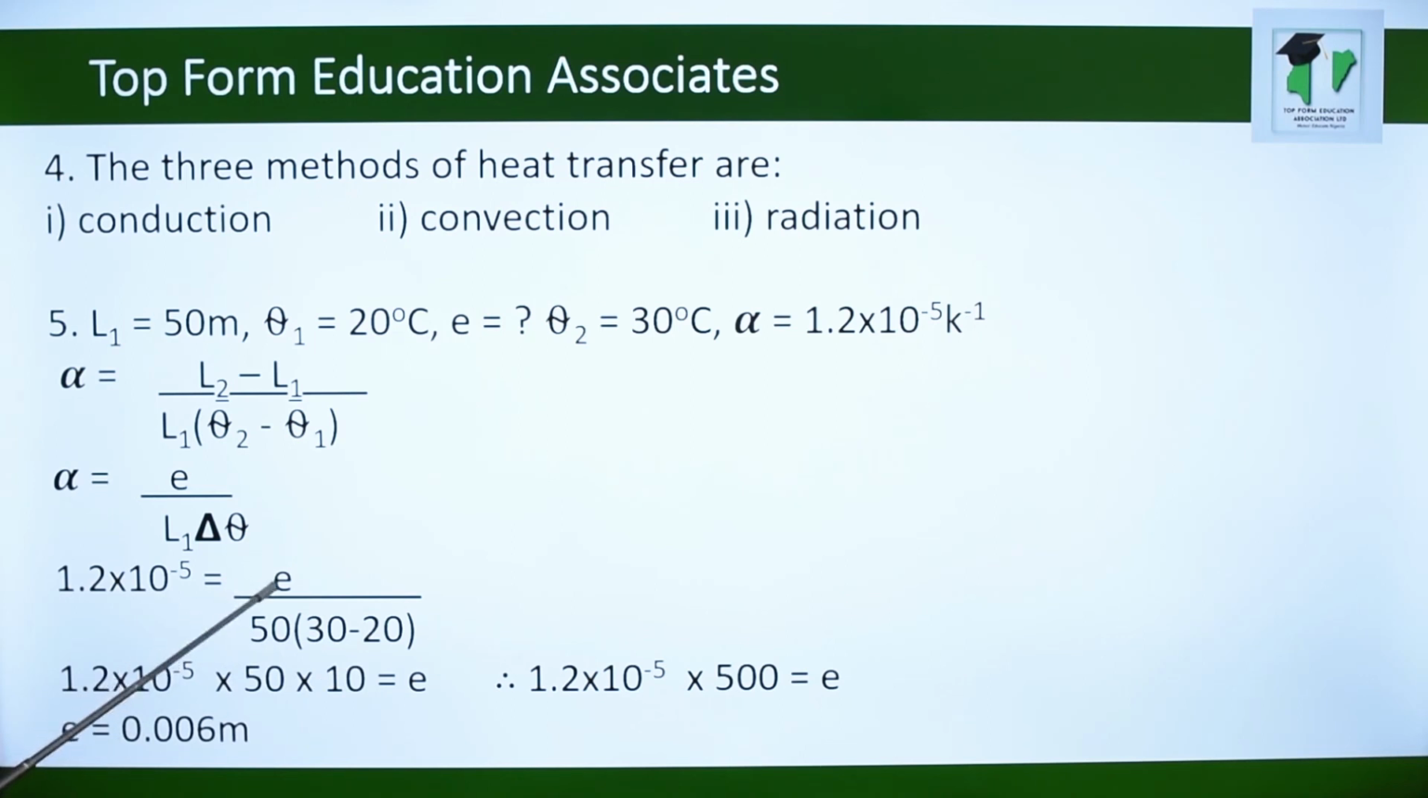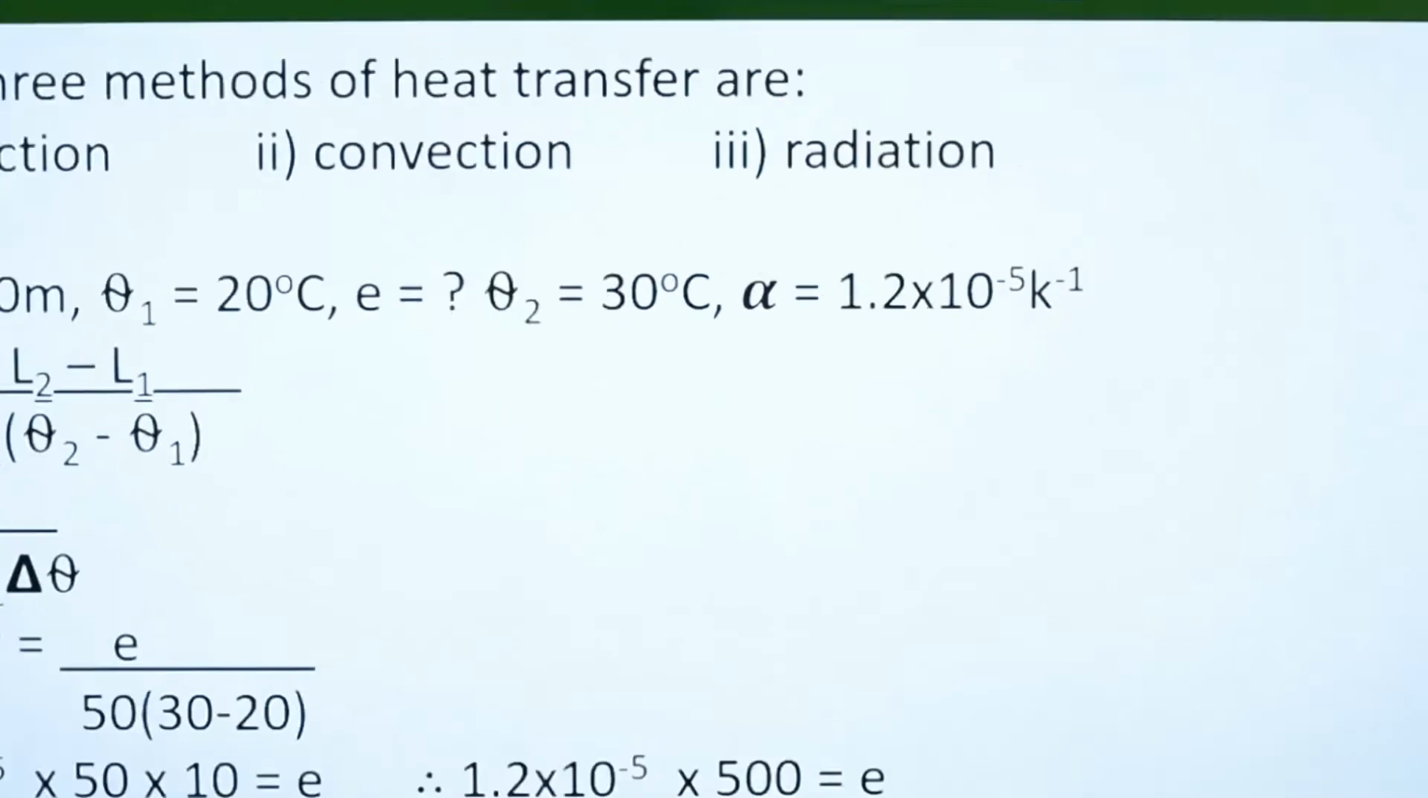So if you cross multiply here, you'll have 1.2 times 10 to the power minus 5 times 50, times 10. 10 is from 30 minus 20, which gives us 10 here. Are you following it? Is equal to what? Expansion produced. So if you multiply all these values here, 50 times 10 is 500. So this multiplied by this gives you 0.006 meters. That's the expansion when this heat is applied.